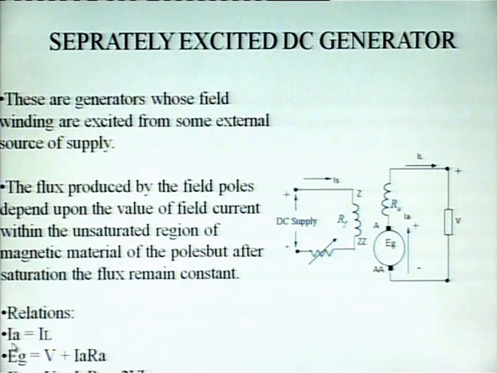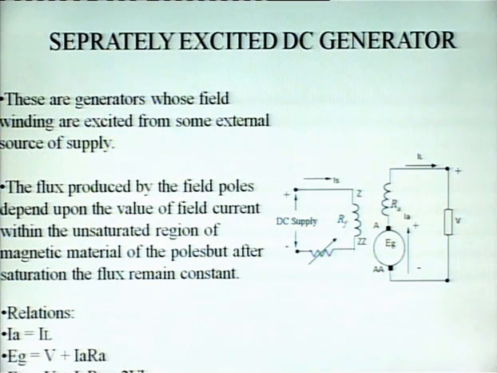First, IA is equal to IL. IA is the armature current, IL is the load current. Both are connected in series, so IA will be equal to IL, because in a series connection, the current remains the same throughout the circuit. And EG will be equal to V plus IA RA. EG, that is the generated voltage, will be equal to V plus the voltage drop across the armature resistance.